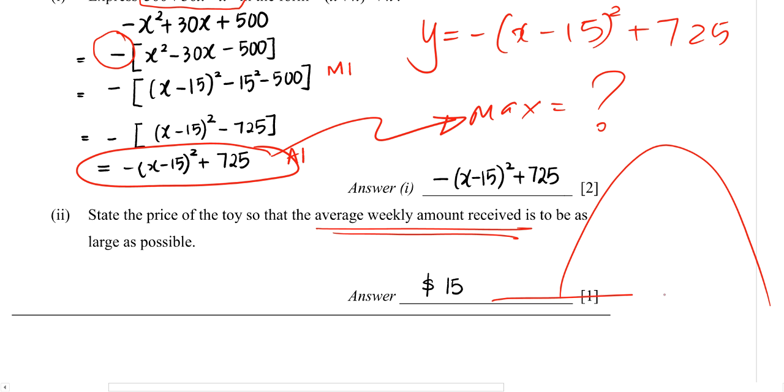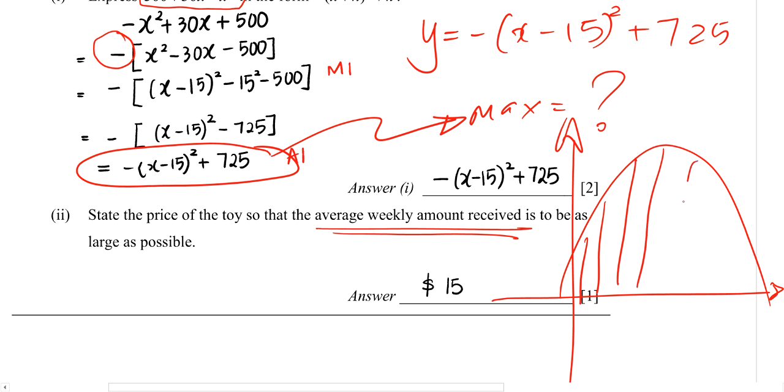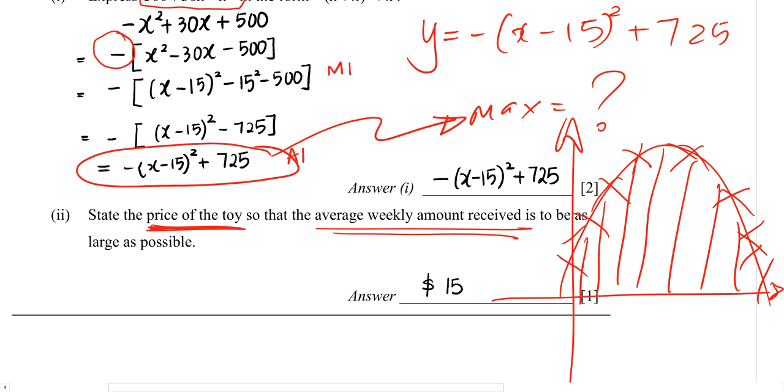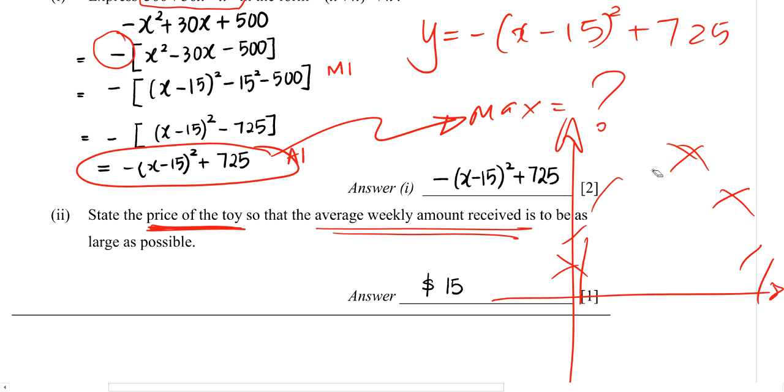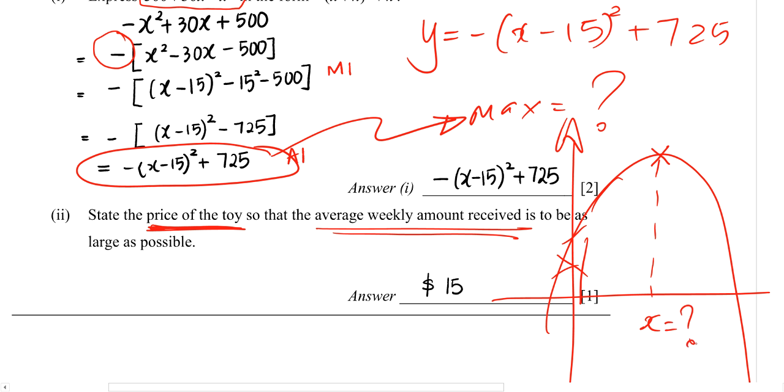So it tells me that, okay, it's just a sketch. For different values of x, I will have different values of y. Meaning for different prices of the toy, for different x values, I will get a different amount of revenue per week, right? And I want a maximum. Where is the maximum in this graph? Obviously at the maximum point, the turning point. So I'm interested in this particular value of x that gives me the maximum amount of money, yes? Okay, what is this value of x now?